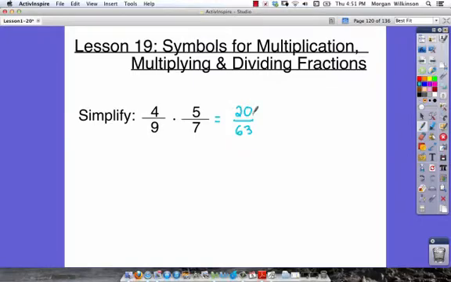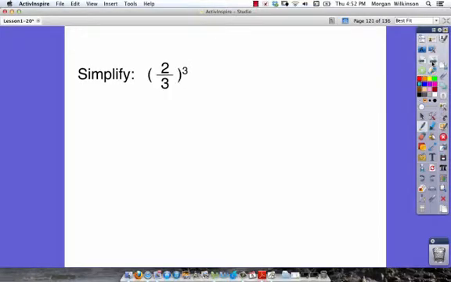Now for this problem, we can't cut them both in half because one is odd. We can't divide by 3 because 20 is not divisible by 3. It's not divisible by 5 or 7, and 63 is not divisible by 5 or 10. We can't simplify this any further. We're all done. We've got our final answer, and we'll report it like this, 20/63. Let's move on to our next example.